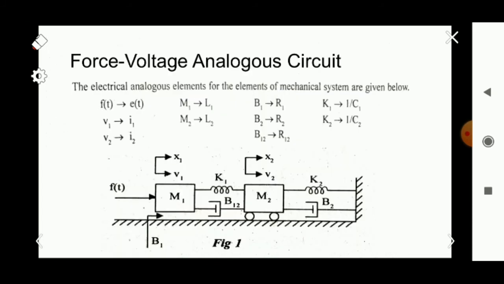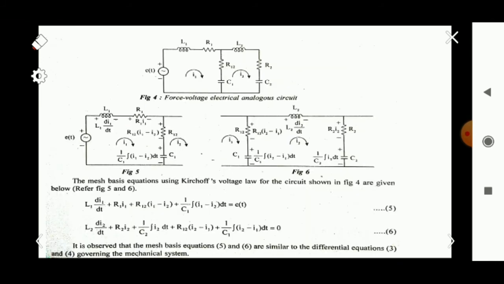Instead of velocity, the analogous value in the electrical circuit is current. Current is flowing here, I1 and I2. So this is the corresponding force voltage electrical analogous circuit, and this gives a better explanation of each of the two loops.